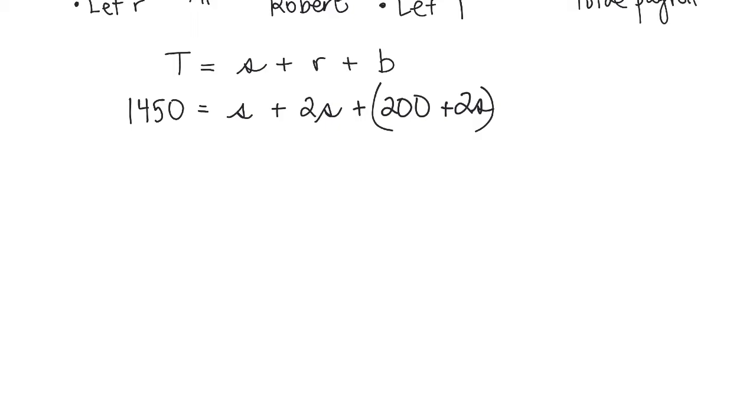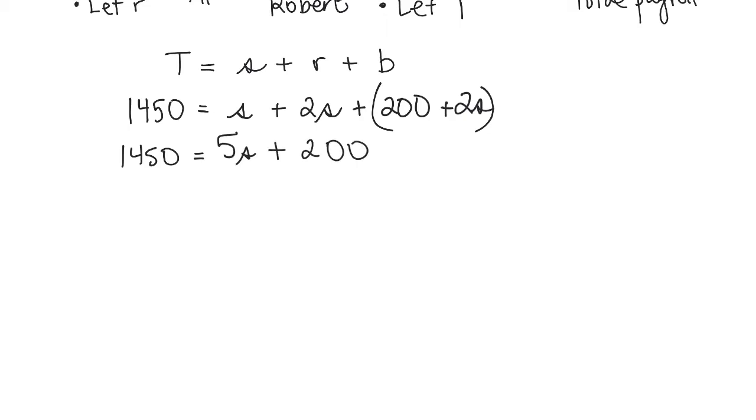So my next line is going to say 1450 is equal to, so let's add together the S terms. We've got 1S plus 2S plus another 2S. So that would be a total of 5S. And then that 200 is still hanging out.